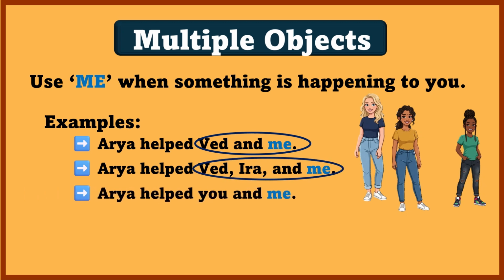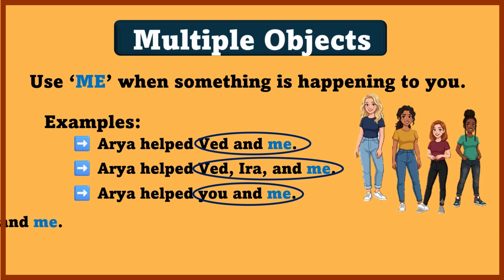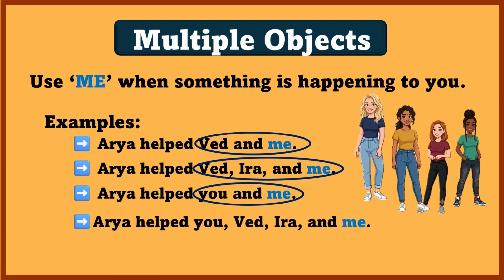Arya helped you and me. Here, you and me are the objects. Arya helped you, Ved, Ira and me. Here, you, Ved, Ira and me are the objects. Again, notice that in all these sentences, me is usually placed last because we mention other people before ourselves.